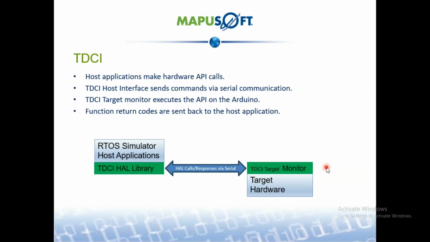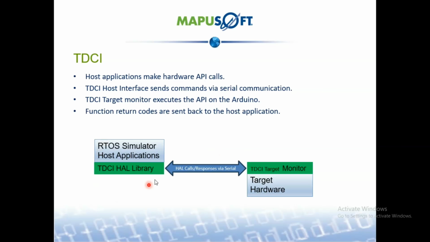So what is TDCI? TDCI allows an application running on a host PC to send commands and receive real-time data from hardware like Arduino. It simplifies communication between the two, enabling seamless control of sensors and actuators in projects.